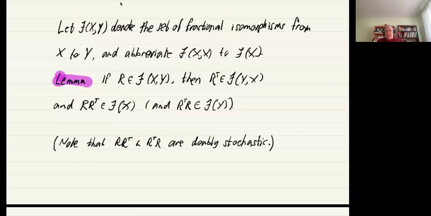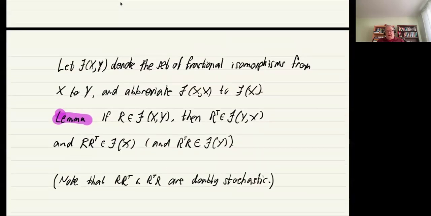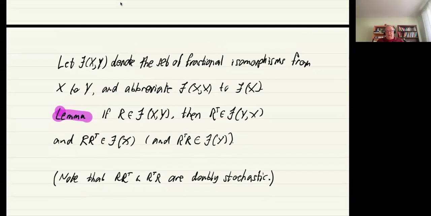So the first comment simply is, if R is a fractional isomorphism from X to Y, then R transpose is a fractional isomorphism from Y to X. This is the analog of the group theory result that if you've got an isomorphism from A to B given by permutation matrix P, then the isomorphism from B to A is given by P inverse. But since it's a permutation matrix, P inverse is equal to P transpose. So this is generalizing something that you know. The other comment I throw in is that since R is doubly stochastic, so is R transpose.